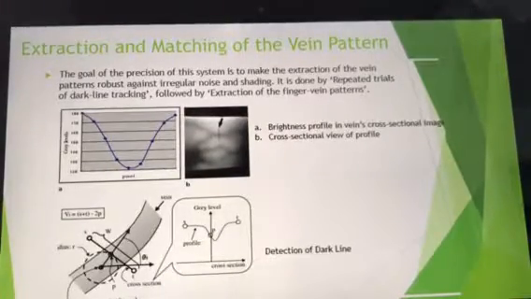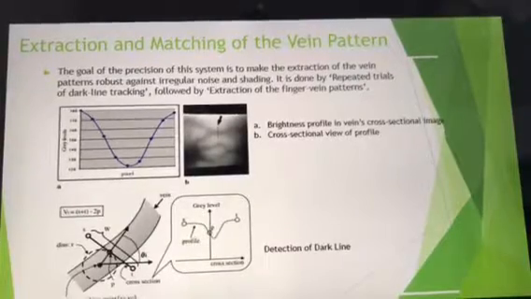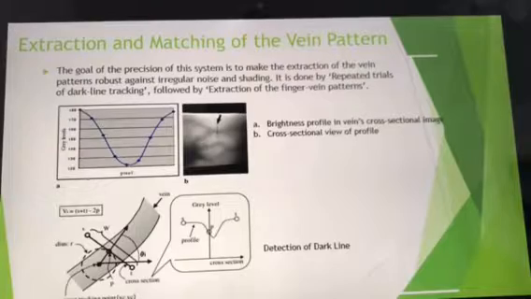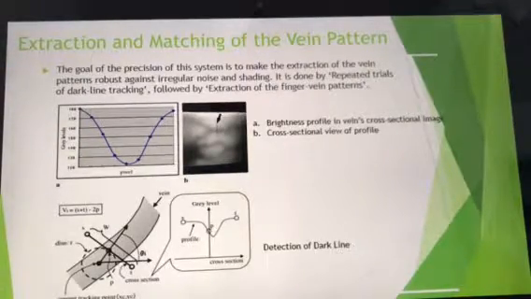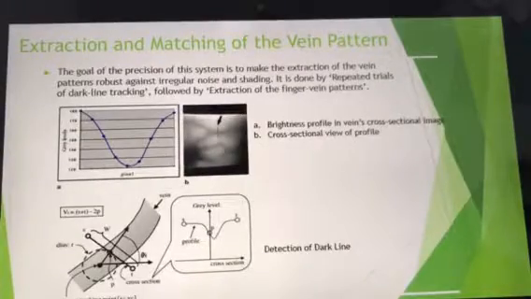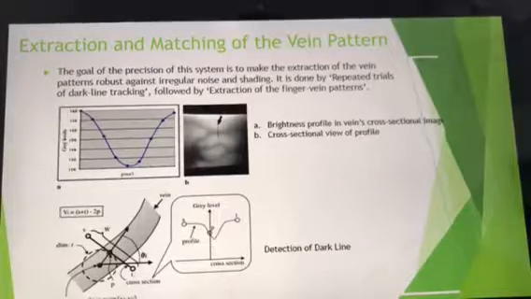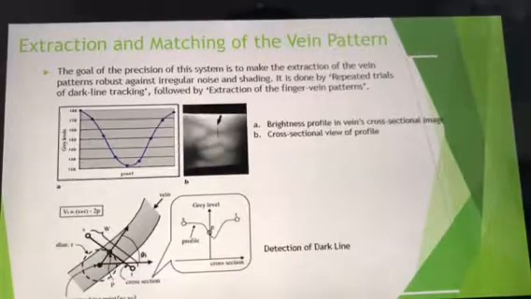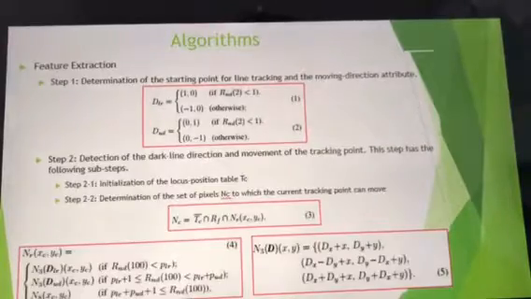Extraction and matching of the vein pattern. The goal of the precision of this system is to make the extraction of the vein patterns robust against irregular noise and shading. This was done by repeated trials of dark line tracking, followed by extraction of the finger vein patterns. Brightness profile in the veins: in figure A, we can see the brightness profile in the veins cross-sectional image, and B shows us the cross-sectional view of the profile. The lower diagram shows the direction of the dark line.